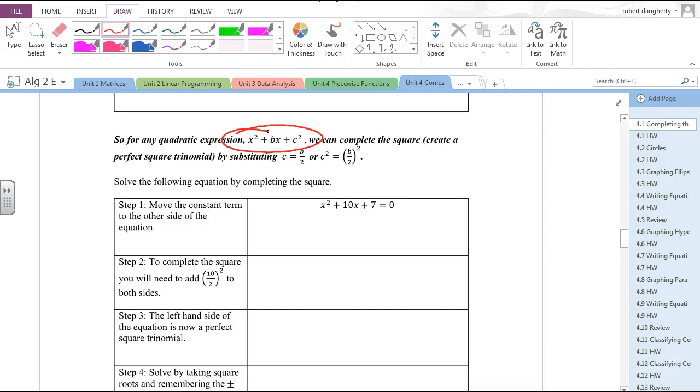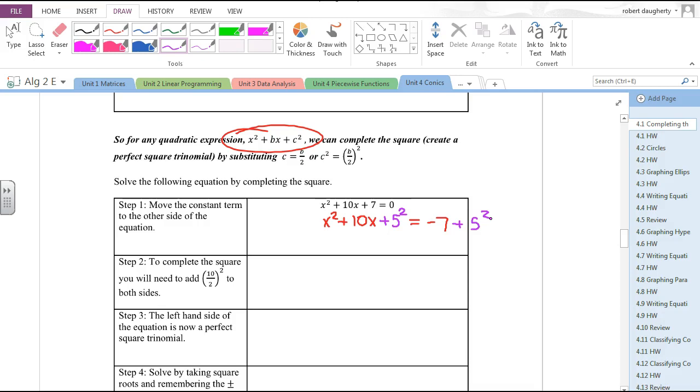So let's look at this example. I want to solve the equation by completing the square. The first step is just to move that constant to the other side. Does everyone agree with that? Now, x squared plus 10x, what's half of 10? 5. So in order to make this a perfect square, I need to add 5 squared to both sides of the equation. You can't just change one side of the equation.